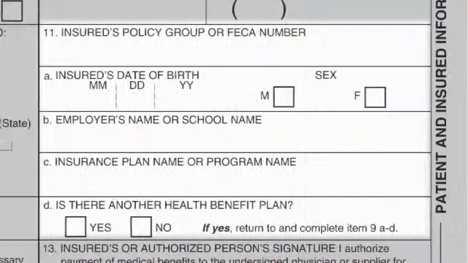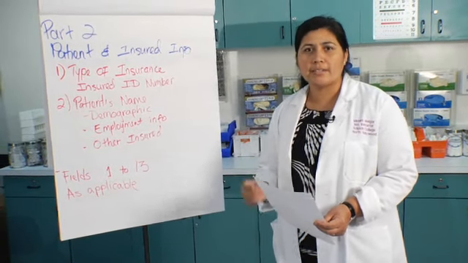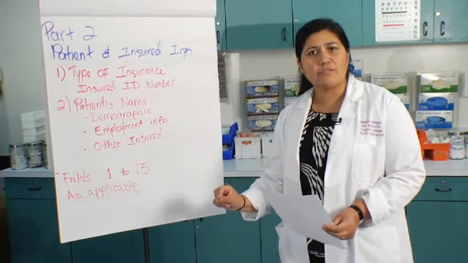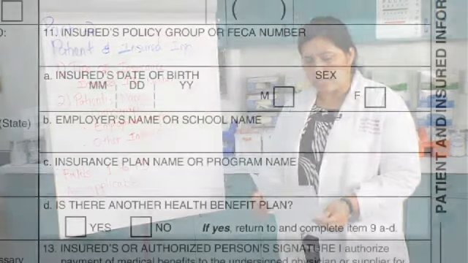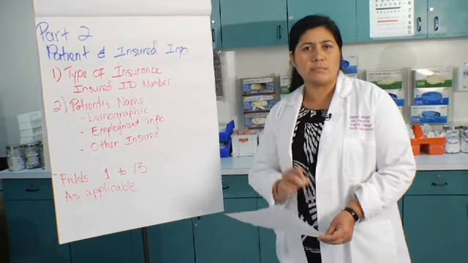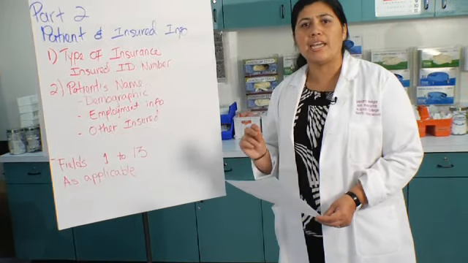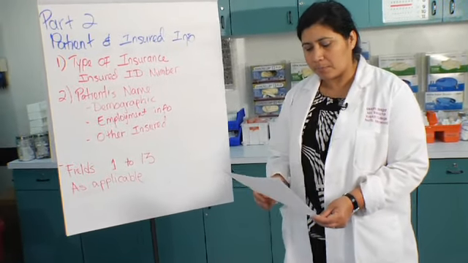Number 11, insurance policy group or FECA number. This is related to federal employees. If you're a federal employee and you had an accident on the job, you would put that information in there as well. Employer's name or school's name. Make sure that you indicate that as well, because in some instances they need to make sure that they have the correct group insurance information.